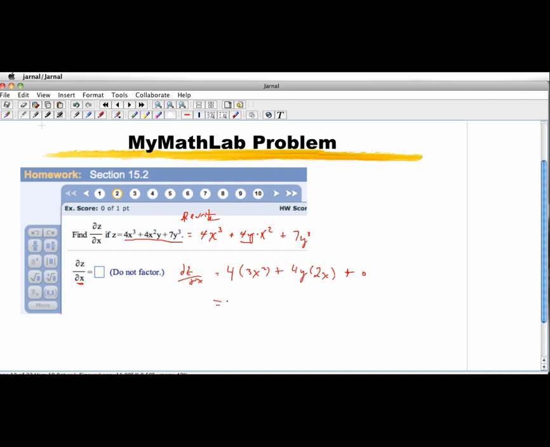And so I can simplify this as 12x squared plus 4 times 2 is 8. And I could write 8yx or 8xy, either one. But that's my derivative with respect to x.